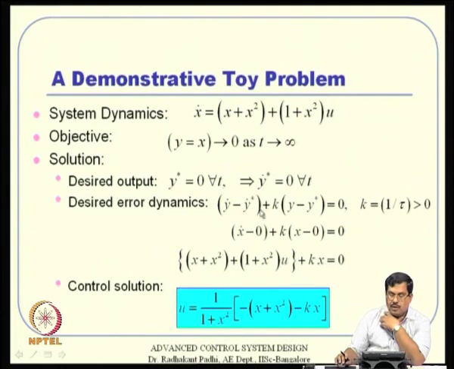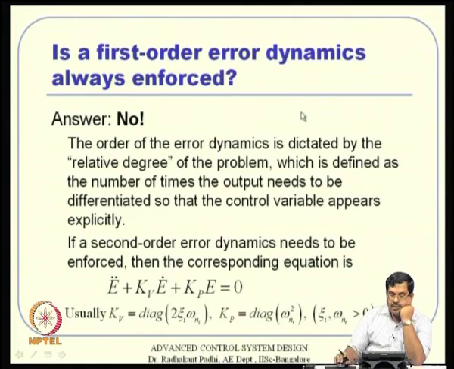And this control formula is guaranteed to satisfy this kind of dynamics. That means this controller will certainly lead to stable behavior of the plant. In other words, x will be driven to 0, no doubt about that. This is simply a demonstrative toy problem, that is all. Now, the question is: is the first order dynamics always enforced? Will you always be able to do that? And the answer turns out to be no.